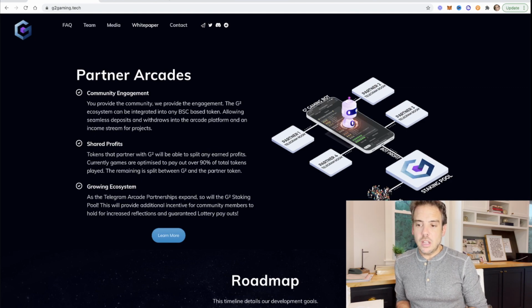So partner arcades, community and engagement. You provide the community, we provide the engagement. The G2 ecosystem can be integrated into any BSC token, allowing seamless deposits and withdrawals into the arcade platform and an income stream for projects.